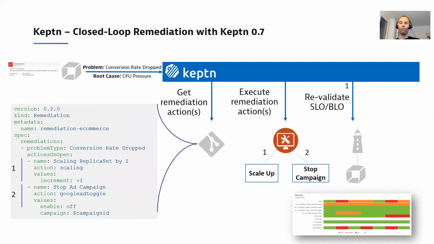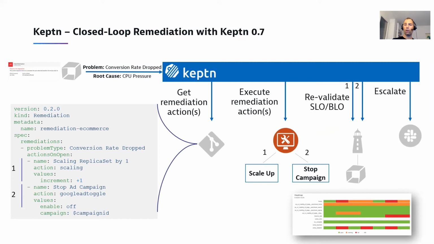And if for whatever reason that action does not bring the system back to a healthy state, then Keptn can trigger the next action and then evaluate again, hoping that everything goes back to normal. And if not, then obviously we can still escalate.